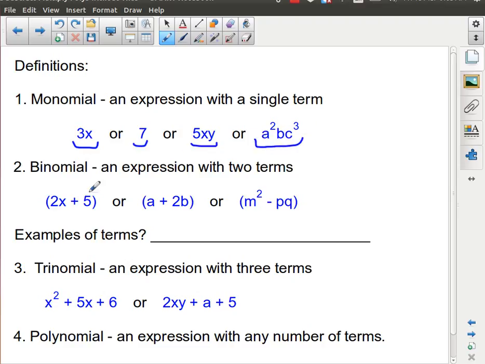A binomial, by definition, is made up of 2 terms. So here is our first term, here is our second term. Here is our first term, here is our second term. Here is our first term, here is our second term. And as you can see, they can be an expression with 2 terms, and those terms can be added or subtracted.